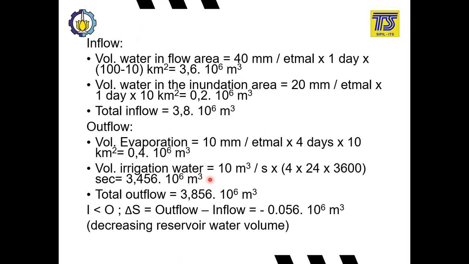From this, we can also calculate the change of the storage by calculating the outflow and inflow. Here we have outflow which is bigger than our inflow, even if it's only like 0.056 million cubic meters. So we can see that there is decreasing reservoir water volume. Probably it is because of this outflow for irrigation, right? Because the rainfall is almost equal to the irrigation, but we also have evaporation. So we have decreasing reservoir water volume because the change of the storage here is negative. So the water level is decreasing.